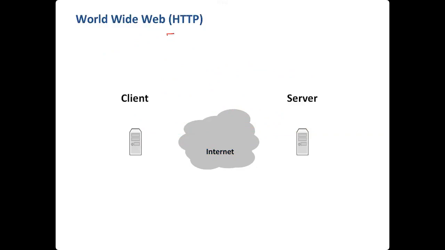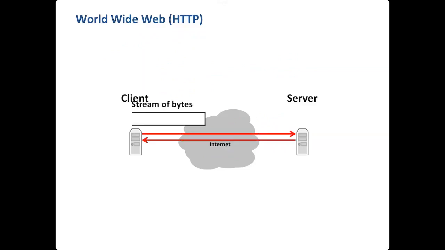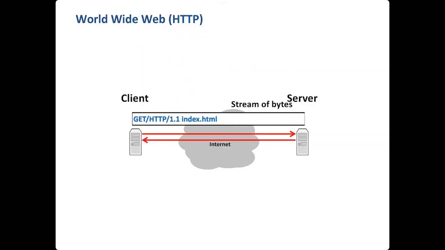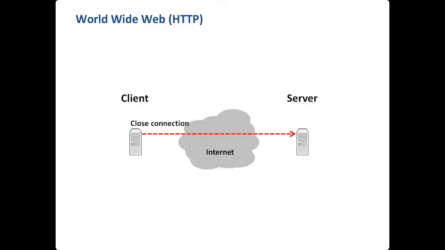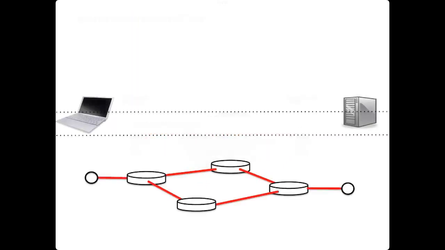And then, for example, HTTP, same thing happens, right? Connection setup request, and connection is accepted, and then data is sent, a stream of data like GET / HTTP/1.1 index.html, and then a stream of bytes is sent from this server to the client, and after some time the client requests to close the connection, and the server accepts it, and that's all.